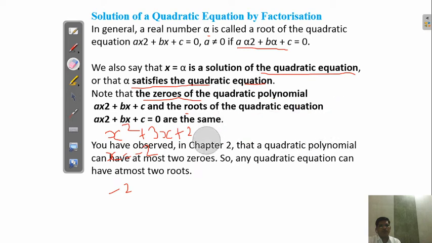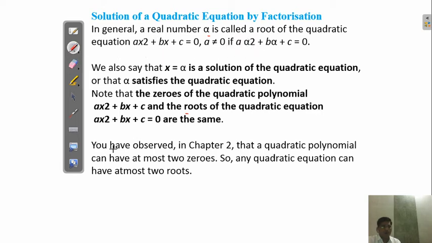So now we have to go deeply into zeros. You observed in chapter 2 that a quadratic polynomial has at most 2 zeros. Why at most 2? Because the power is 2. So in a quadratic equation, we can say it has at most 2 roots. Clear or not? Always remember that a quadratic equation has at most 2 roots.